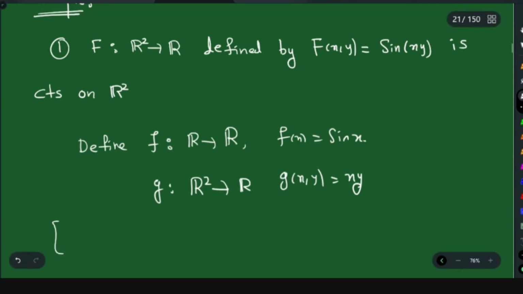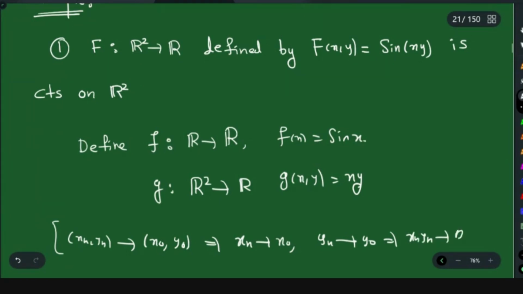So just I may write it here. (xn, yn) is going to (x0, y0). Then this implies xn will go to x0, yn will converge to y0. So it implies xn yn will go to x0 y0. So this is your g of (xn, yn), and this is your g of (x0, y0). So this function is a continuous function. g of (x, y) equal to xy is a continuous function.